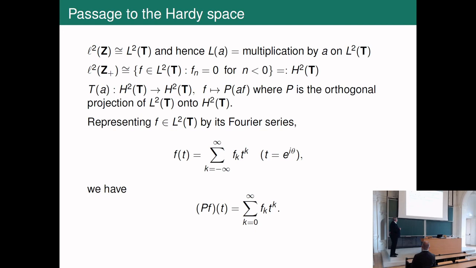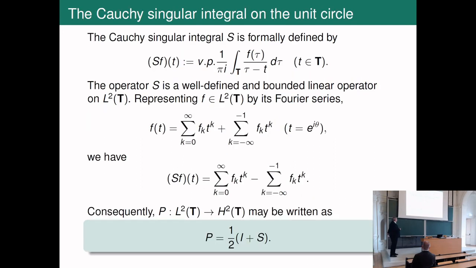So a Toeplitz operator may therefore be considered on the Hardy space in the following way. We take a function from the Hardy space, multiply it by a, and we get a function in big L2, and then we project it back to the Hardy space by P. P is the orthogonal projection of the big L2 onto the Hardy space. If we represent a function in L2 by its Fourier series, then this orthogonal projection acts simply in this way. It takes only the non-negative Fourier coefficients.